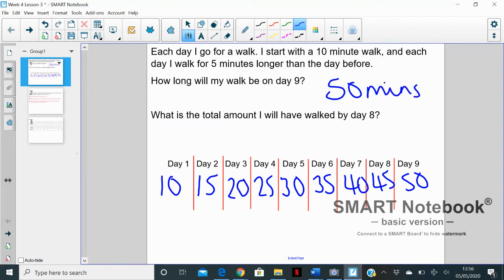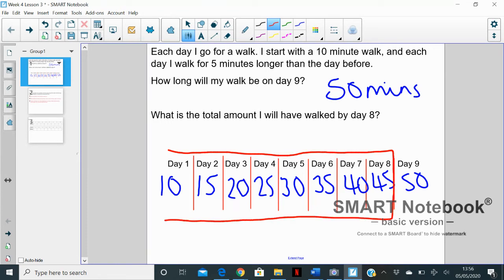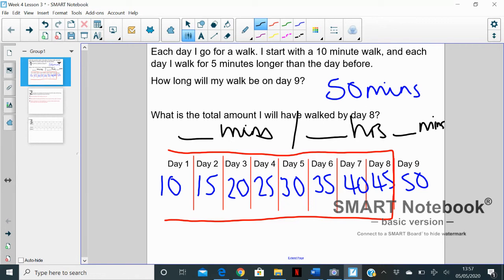It then asked me what is the total amount I will have walked by day 8. So I'm thinking from my first day up to day 8. Now if I need to find the total amount, I'm going to have to add all of those minutes together, and then I have a total number of minutes. Now I can record that as a total number of minutes, or I can record it as a number of hours and a number of minutes. Okay, so you need to think quite systematically. You need to complete the table to think about how long each walk was, and then I can use that information to answer the questions.